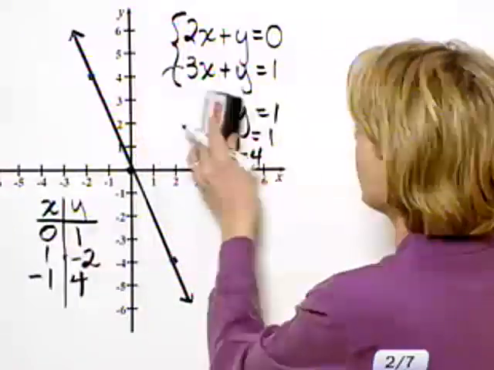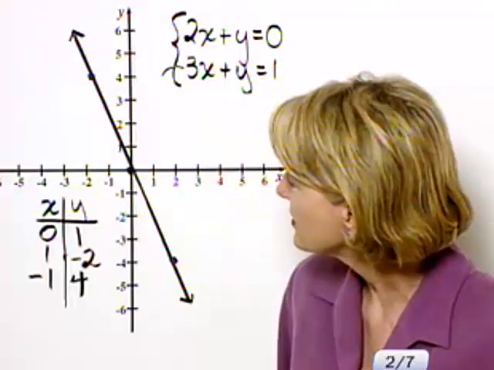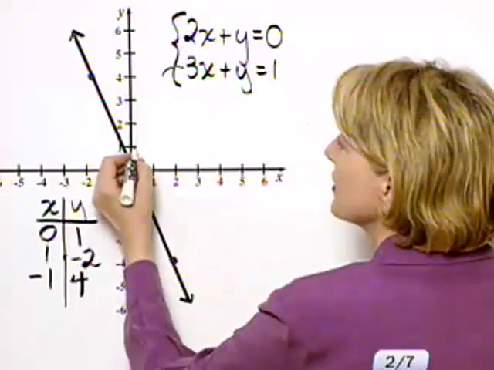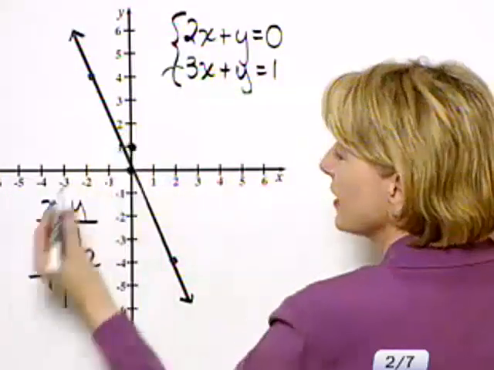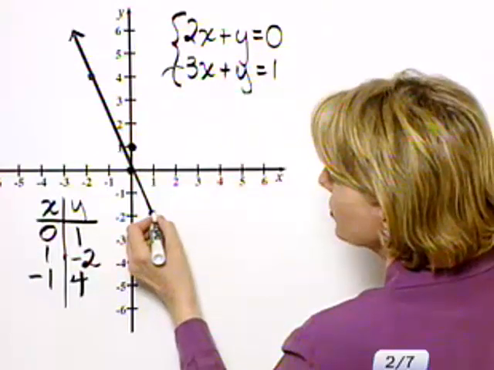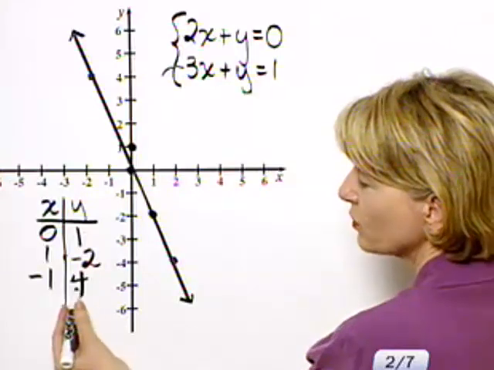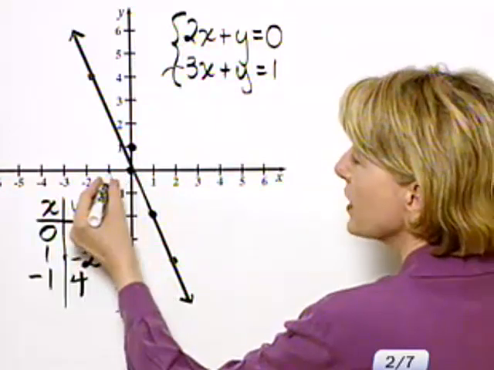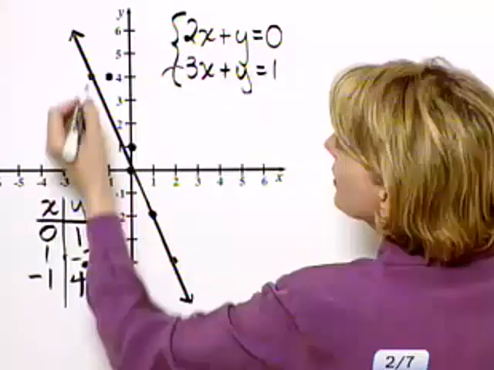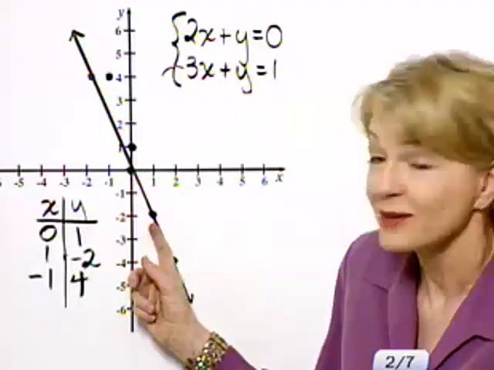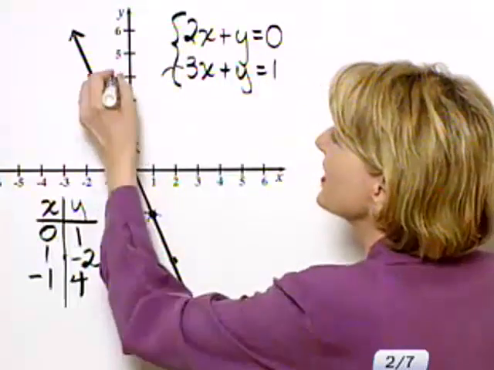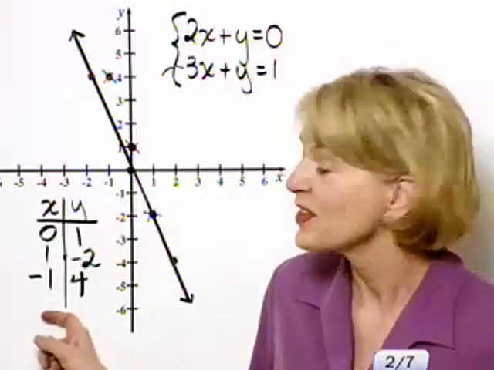So let's see what we have. I have 0, 1, that's 0 left or right, and 1 up. And then I have 1, negative 2, that's 1 to the right and 2 down. And then negative 1, 4, that is 1 to the left and 1, 2, 3, 4 up. So there are mine. Now make sure you don't get the points mixed up. Those are my 3 points here.